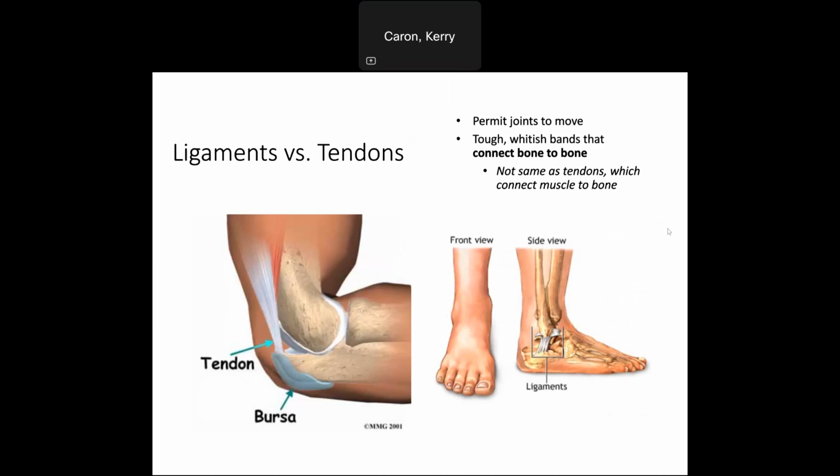Okay, I mentioned this before, ligaments versus tendons. Both allow movement, but ligaments connect bone to bone, as in this foot example here, this leg. And then in the elbow example, a tendon connects muscle to bone, or the bursa, okay, muscle to bone.